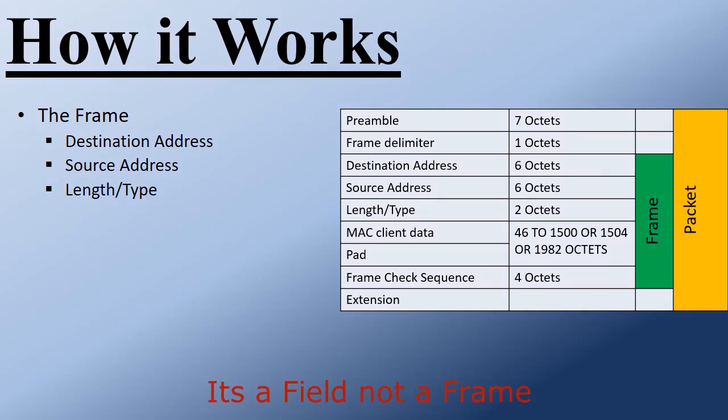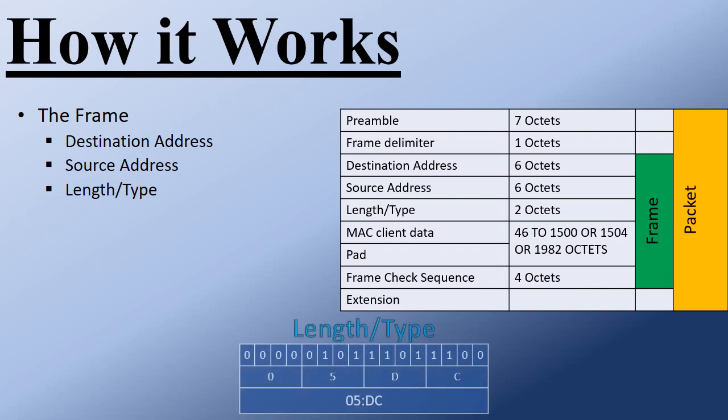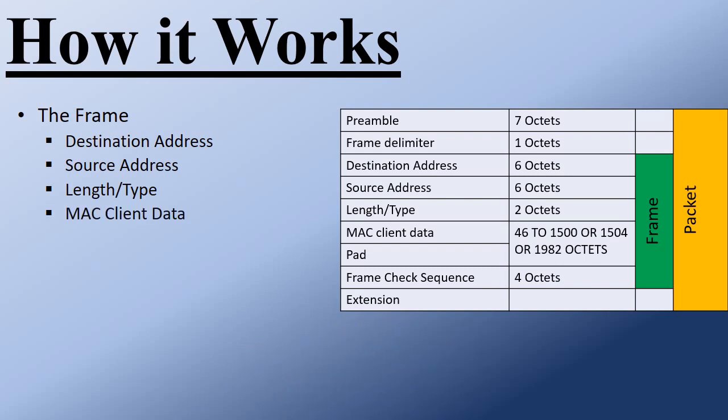The field is 2 octets and can have one of 2 meanings depending on its numerical value. If the value is less than or equal to 1500, as seen in this example, the field indicates the byte length of the following MAC client data field. If the value is greater than or equal to 1536, then the field will indicate the type of MAC client protocol. The MAC client data is the actual part of the packet that contains the information that is being sent.